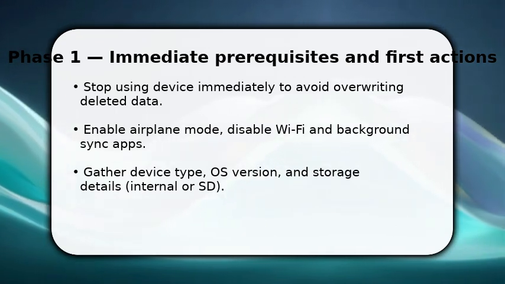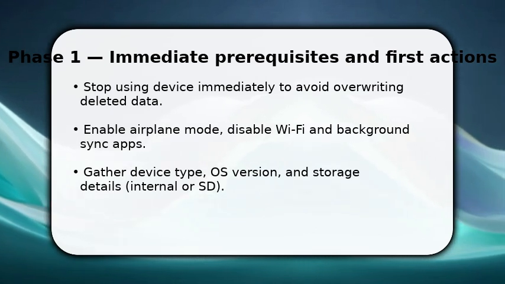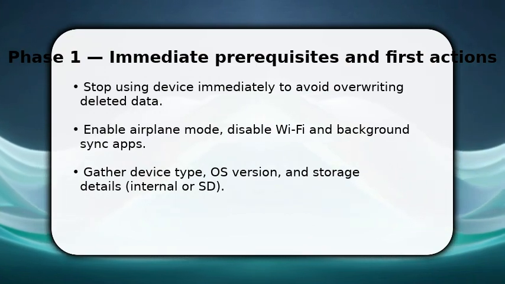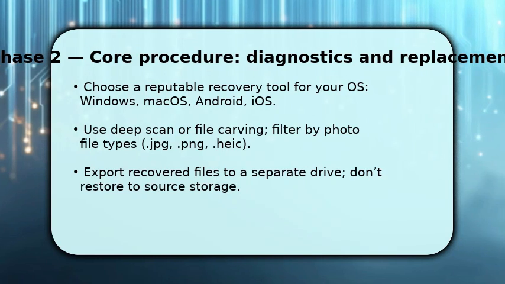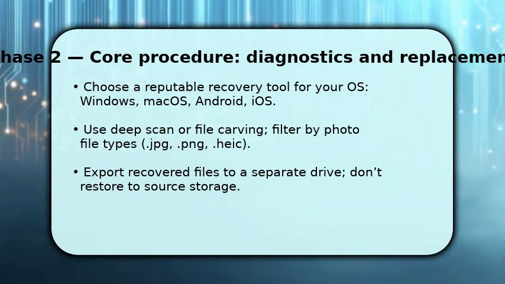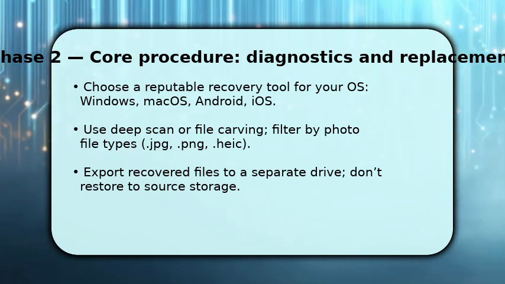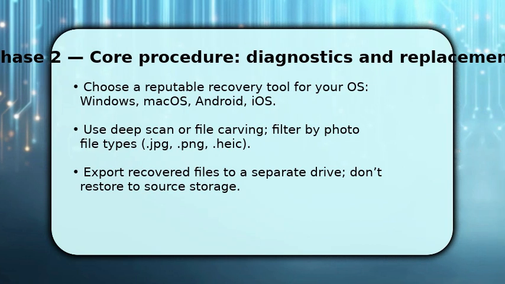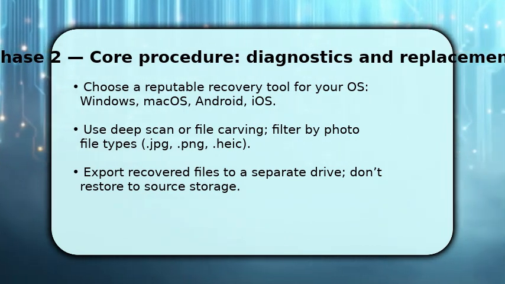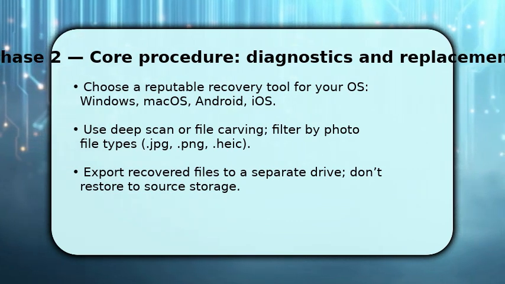Now connect the device to a computer if possible, or remove the card, because you will run a specialized recovery scan next. You pick a reputable recovery program matched to your system, then run a targeted deep scan. Choose file carving if the file table is damaged. While scanning, filter results to common photo types like JPG, PNG, and HEIC so you can find images faster.